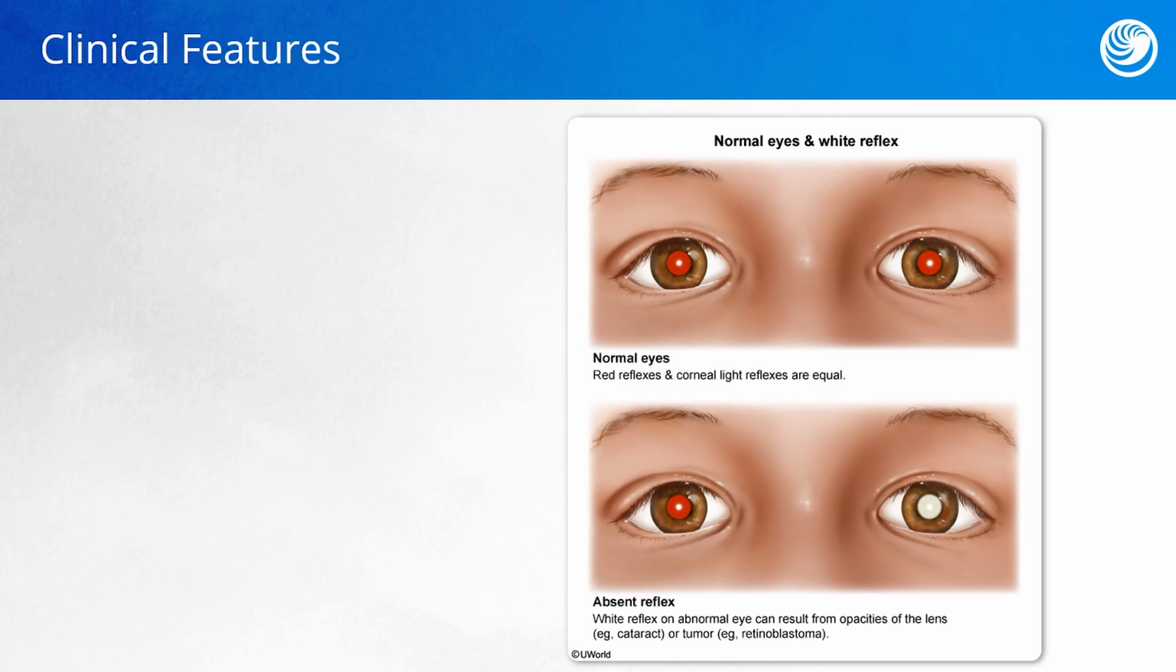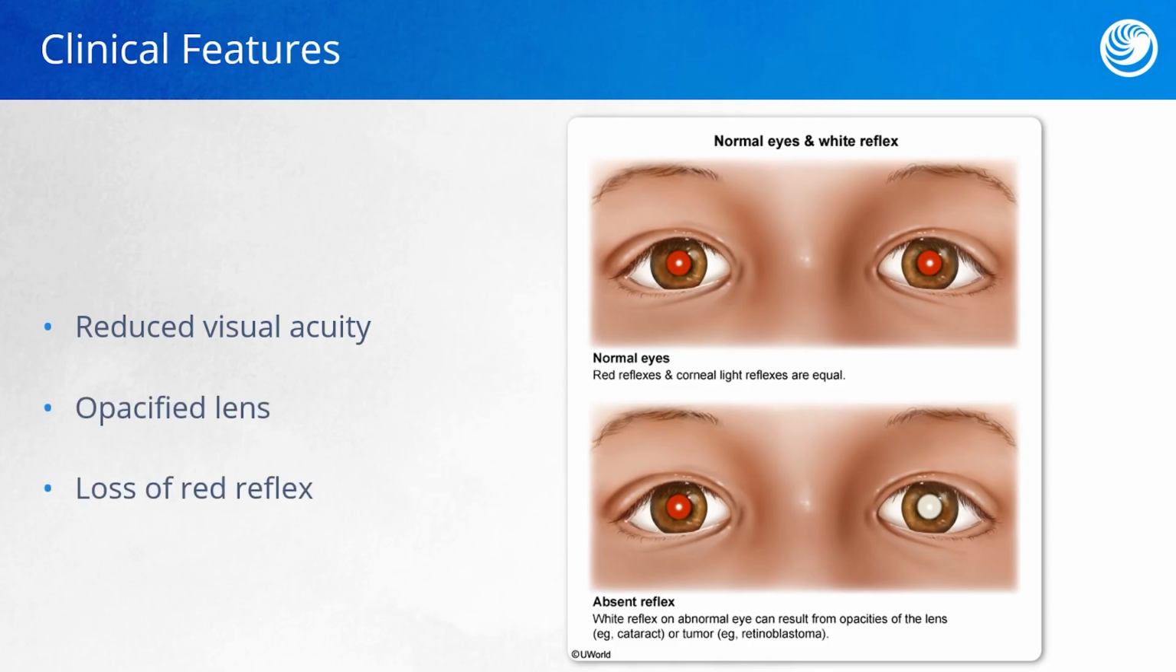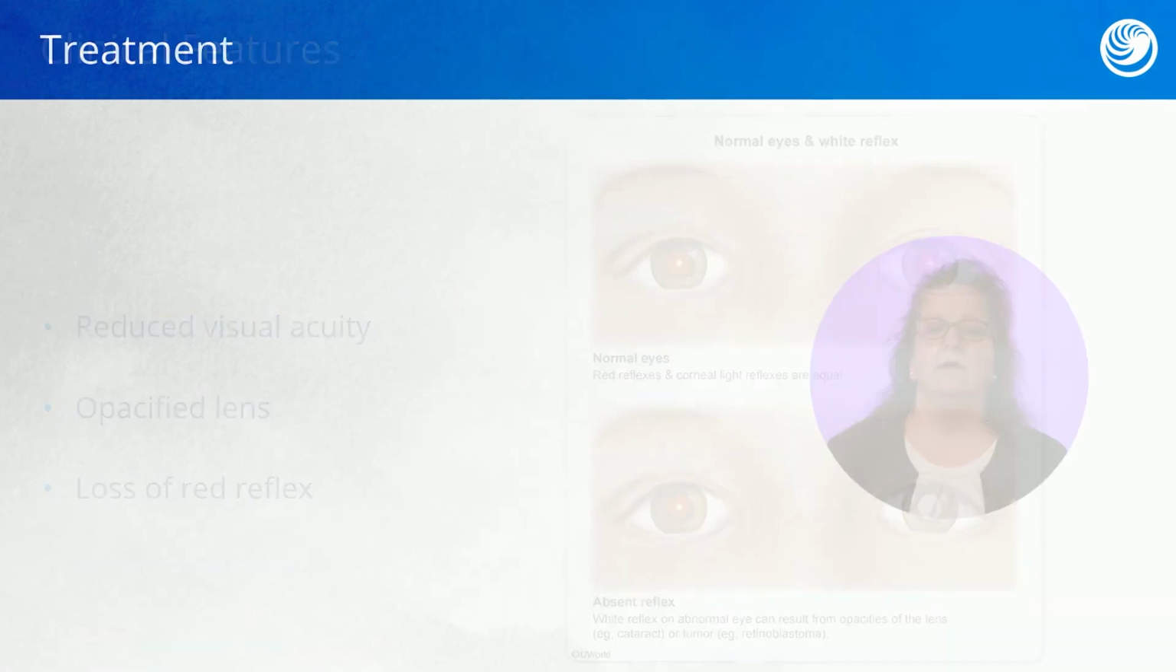When an assessment of the eye with cataract is done, it often reveals reduced visual acuity, opacified or cloudy lens, and then loss of red reflex. You can see here in this illustration that when a light is shined on the retina, it will equally reflect red. But in the case of the bottom illustration, you can see that opacified lens doesn't allow that light to get to the retina, and it appears white.